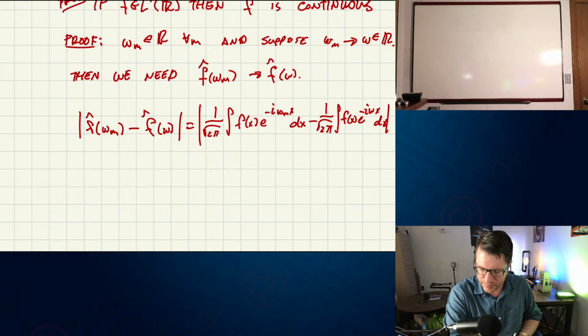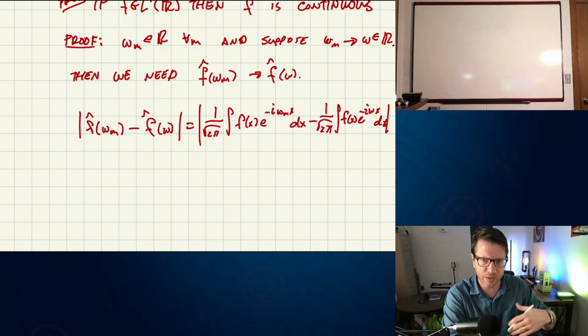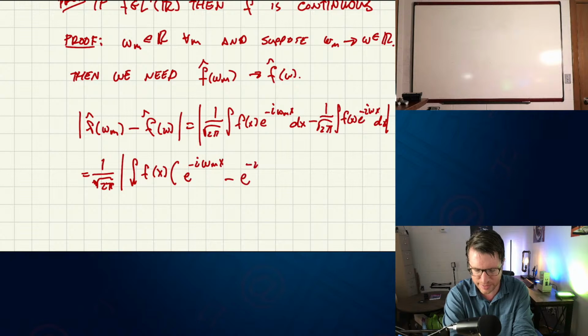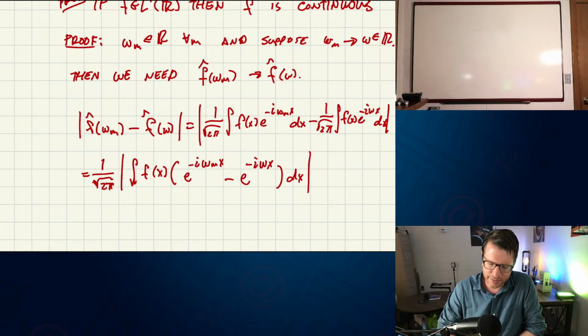Okay, so let's see. Each of those integrals is over R, I'm just suppressing that for now. And I can go ahead and combine some things. We have f on each one of those, and we have an integral. Integrals are linear, so we can go ahead and separate them out and factor out the 1 over square root of 2 pi. So we end up getting 1 over square root of 2 pi times the integral of the absolute value of f of x times e to the minus i omega_m x minus e to the minus i omega x dx. Okay, so is this what I want to be doing? I don't know.